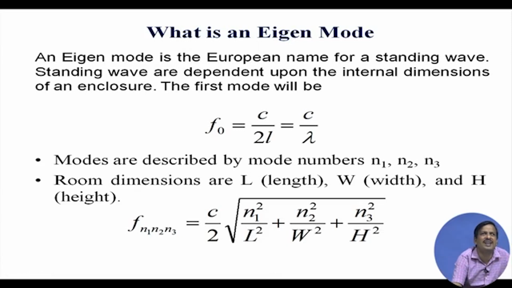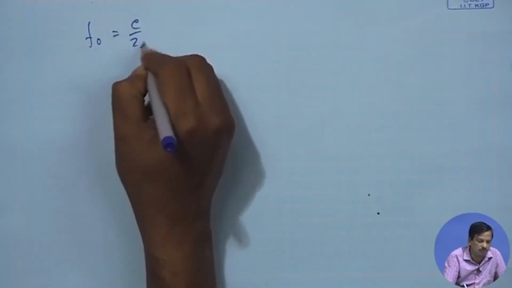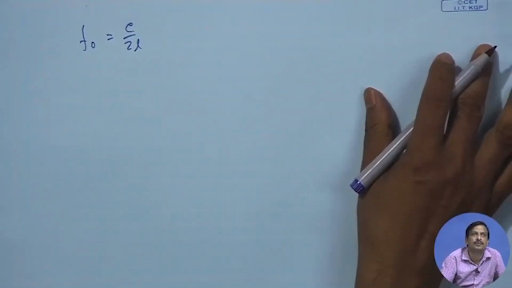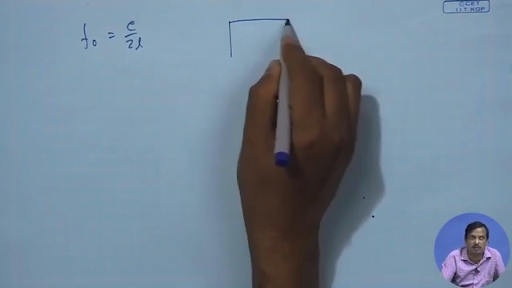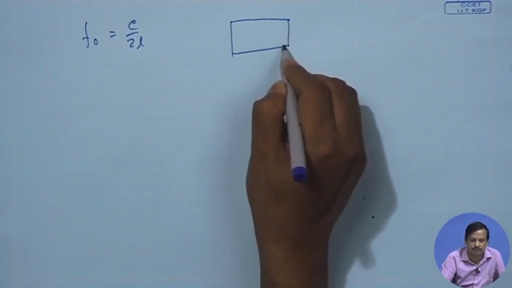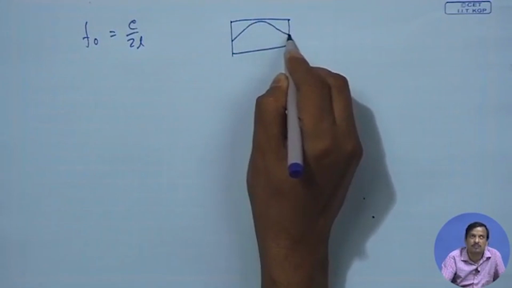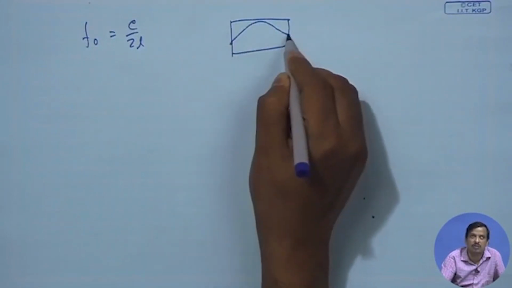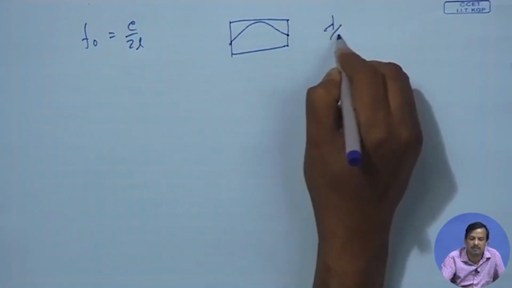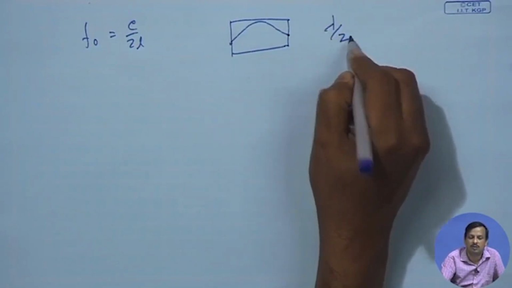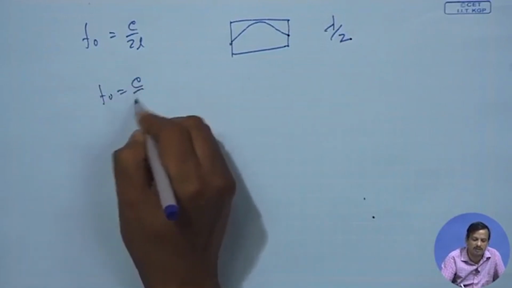This mode is called eigenmode. What is an eigenmode? An eigenmode is a European name for the standing wave. Standing waves depend upon the internal dimension of the enclosure. The first mode F0 is nothing but C by 2L. Why? Suppose this is an enclosure. What is the first mode? This one is the first mode. So, it is lambda by 2, half wavelength. That is why F0 is nothing but C by 2L.